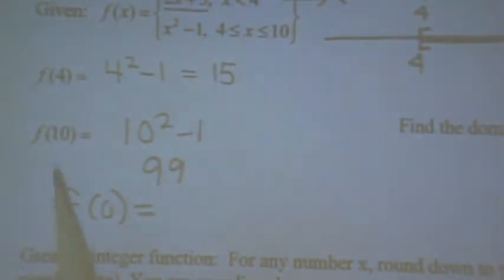What's f of 10? Where do you put the 10 at? Bottom one again. So you're going to do 10 squared minus 1, which is 99. What if I said what's f of 0? Where would you put the 0? Top one. So 2 times 0 is 0 and then 3.